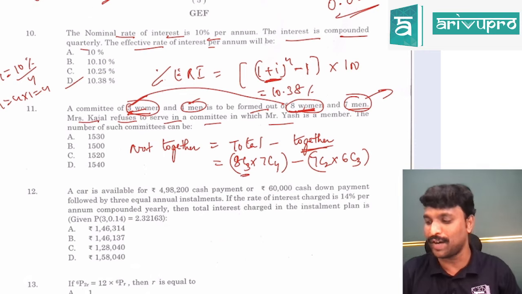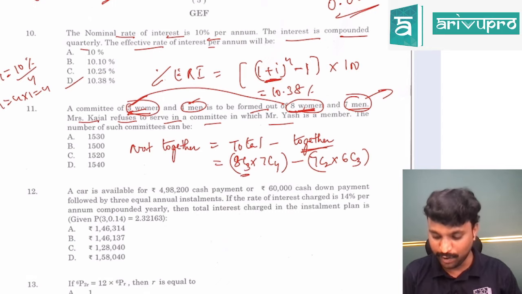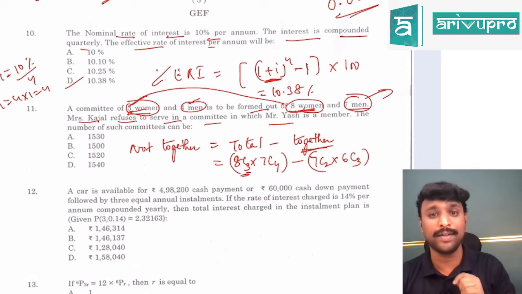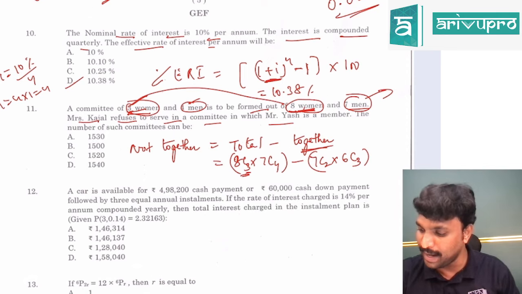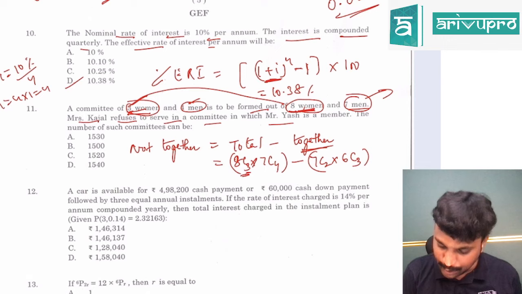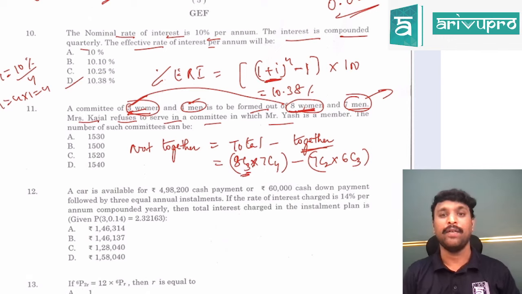Multiply 3 terms from 8. That means 8 into 7 into 6. Go in a descending order. Divided by what factorial? Value of R is 3. So 3 factorial. What is 3 factorial? 6. So divided by 6. Then there is a into sign. So press into button.